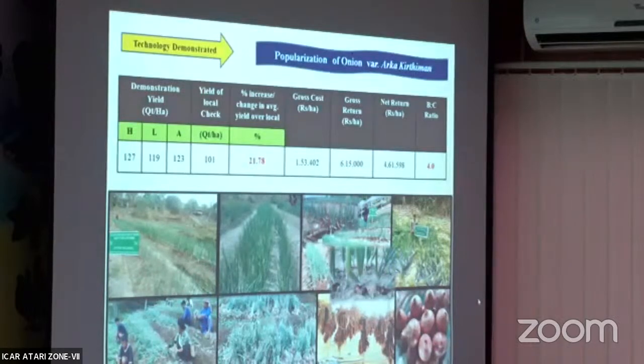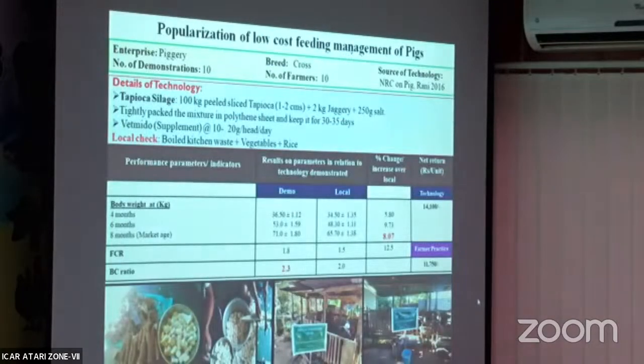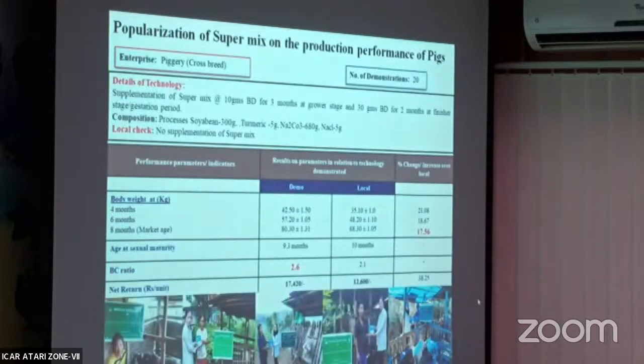Popularization of onion variety Arka Kirtiman. Here 21.78% increase over the local with a BC ratio of 4.0. Popularization of low-cost feeding management of pig. The technology of tapioca supplementation with wet willow supplementation increased the body weight by 8.07% over the local with a BC ratio of 2.3. And effect of super mix. Here also, supplementation of super mix increased the body weight by 70.56% over the local with a BC ratio of 2.6.